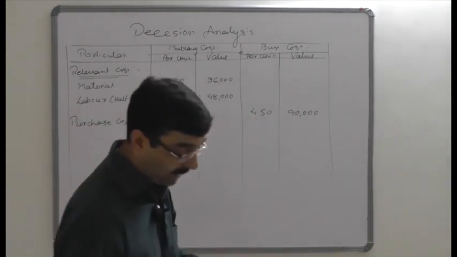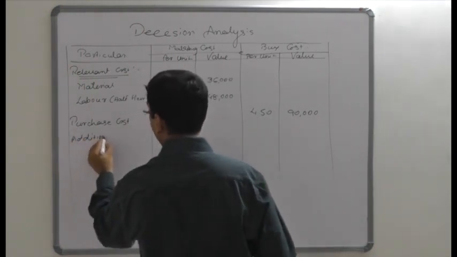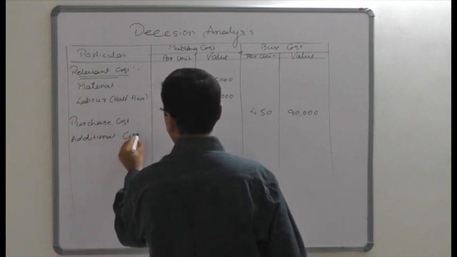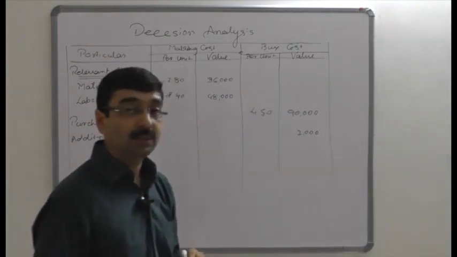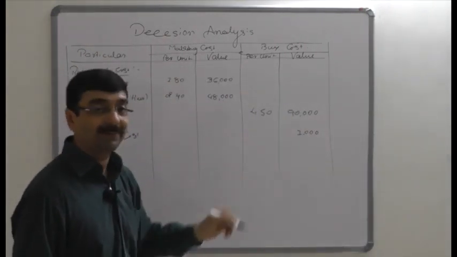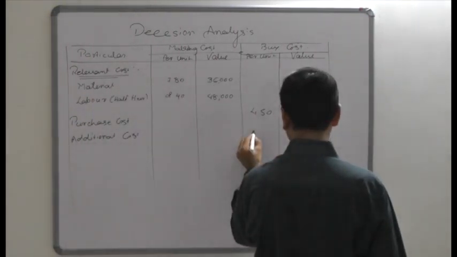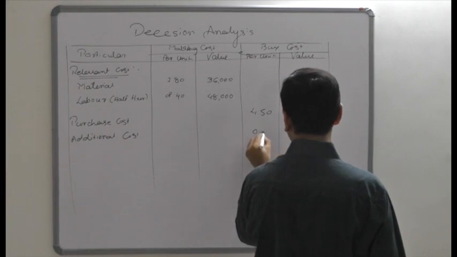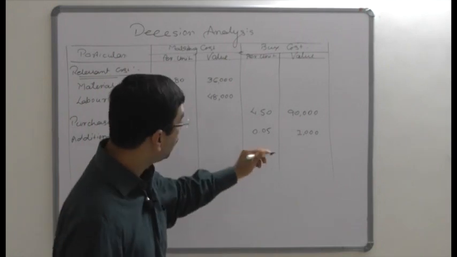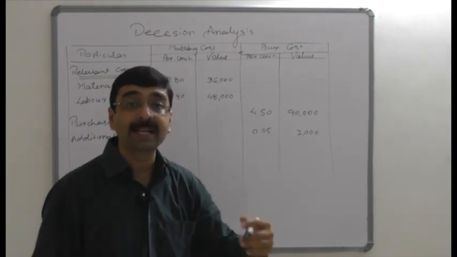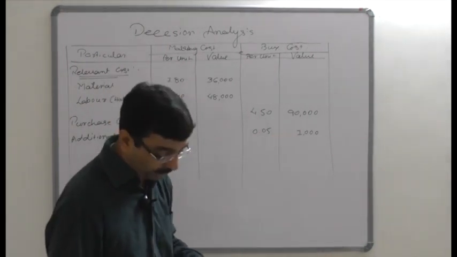And one more cost is there, and that is additional cost incurred, that is 1,000 rupees. 1,000 rupees in total is given. So if you want to find out per unit cost, 1,000 rupees divided by 20,000 units comes to 0.05. This is your per unit cost. They have an additional purchase cost of 1,000, so that is also written down under the buying cost. This is what it is all about.